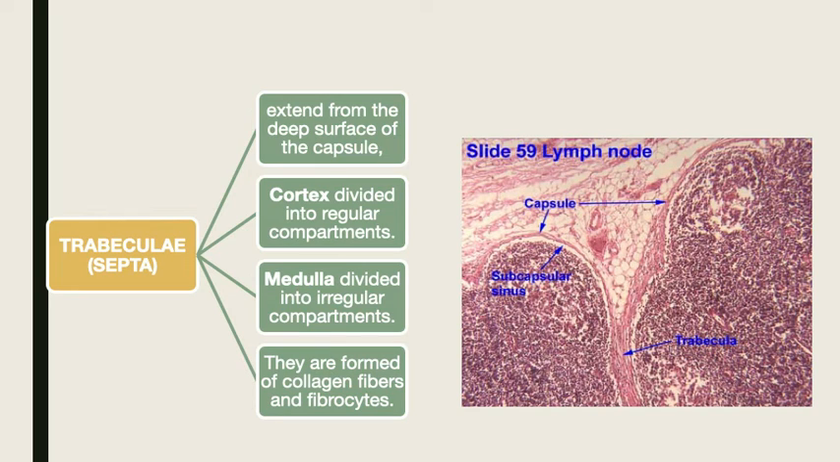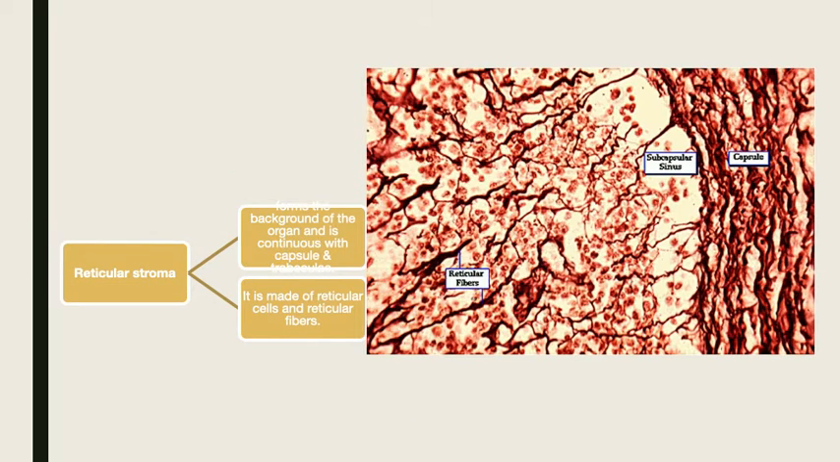They are formed of collagen fibers and fibroblasts. The last part of the stroma is the reticular framework, which is formed of reticular connective tissue. It can be demonstrated only by using silver stain; it cannot be seen using hematoxylin and eosin. So, to summarize, the stroma is formed of capsule.